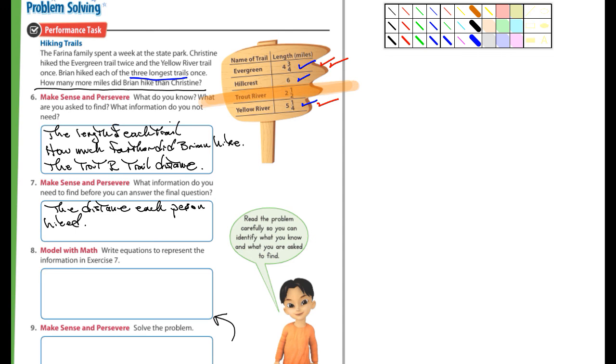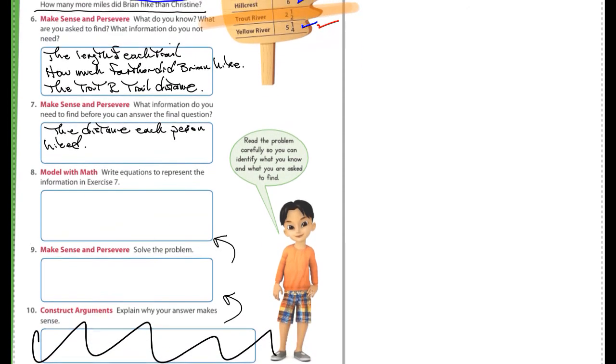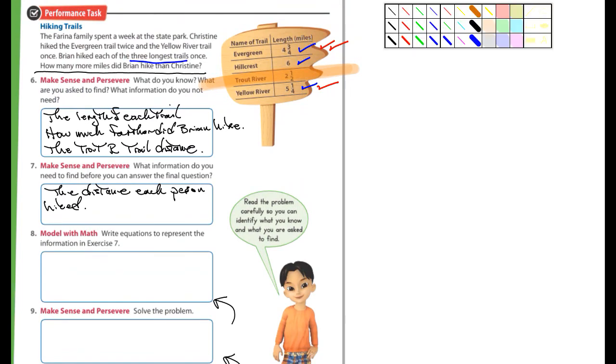Hiking trails. So let's see here. The Farina family, I've never heard of a name like that. The Farina family spent a week at the state park, and Christine hiked the Evergreen Trail twice. I used red for her, so I've got 2 red checks there. And then she hiked the Yellow River Trail once, and there's 1 red check there. Then it says Brian hiked the 3 longest trails, so I put a blue check by the 3 longest trails.